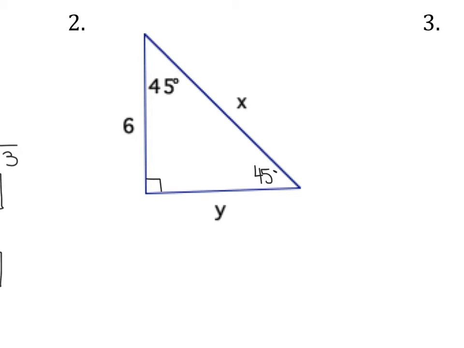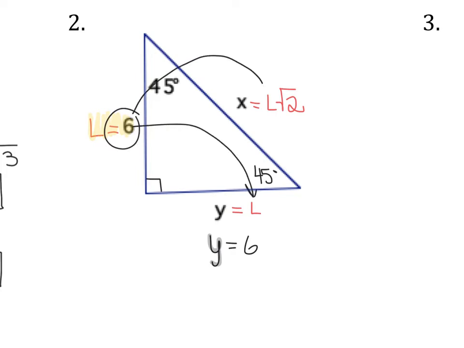Okay, so as I said before, I like to label the sides. It's L, L, and the hypotenuse in a 45, 45, 90 is L root 2. So looking for one of these to be an equation where I could solve for L, notice right here, I have a leg. So I could right away now say that y is going to equal 6 because y equals L, and then I'm going to plug L in here to get x. X is going to equal 6 square roots of 2.